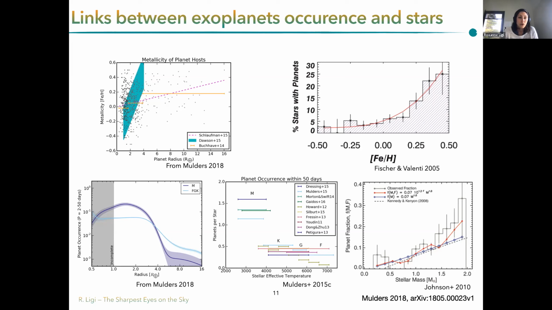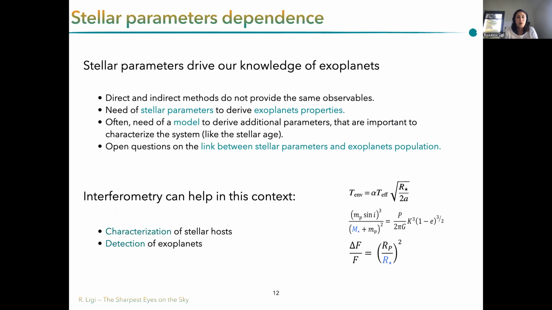But there are also other links like that. For example, the planet occurrence as a function of the stellar temperature, or the occurrence of planets with a specific radius. And we know that there are more planets around more massive stars, for example. So the stellar parameters drive our knowledge of exoplanets, be it with direct or indirect methods. We need stellar parameters. And of course, according to the method you use to detect exoplanets, you will need different stellar parameters to constrain your system.